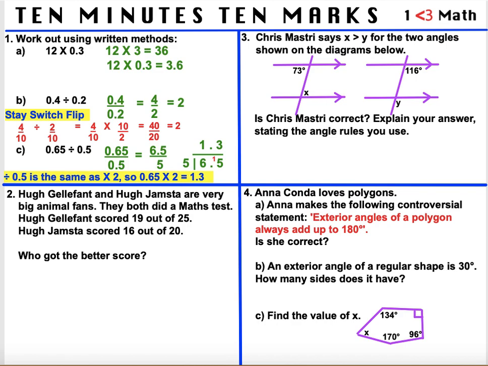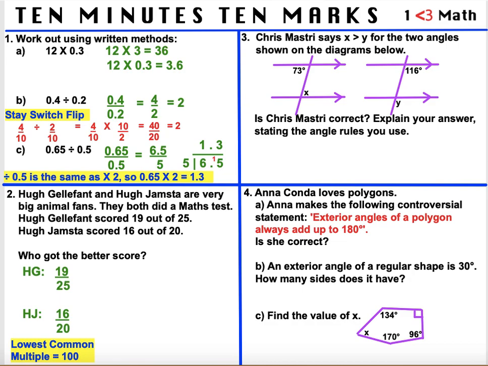So, question 2. Hugh Gelliphant and Hugh Jamster are very big animal fans. They both did a math test. Hugh Gelliphant scored 19 out of 25 and Hugh Jamster scored 16 out of 20. Who got the better score? So first of all, I'm going to set these scores up as fractions. And then I'm going to look for the lowest common multiple of the denominator. Now the lowest common multiple of 25 and 20 is 100.